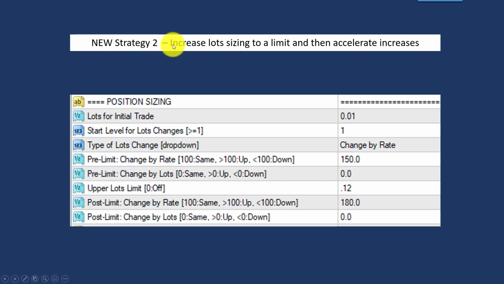Then we look at strategy two: increase lot sizing to a limit and then accelerate the increases. If you're an aggressive trader, you'd say, okay, we're starting there, we're increasing by 150%. When I reach that point, I want to actually put my foot on the pedal. I want to increase my lot sizing, in this particular example, I've put in 180%. So the lot sizing will suddenly increase a little bit more. That's a strategy that really does work with certain currencies and trading approaches.